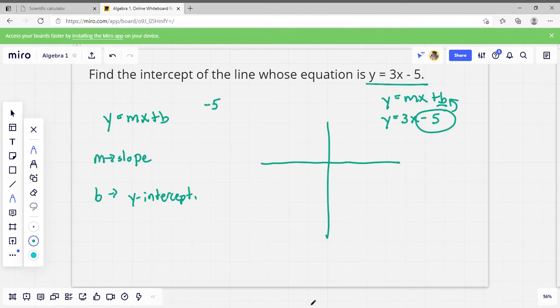And what that means is where it's going to cross this y-line, our y's are up and down, right? It's going to be at negative 5. So 1, 2, 3, 4, 5. That's where that line will cross. Okay?